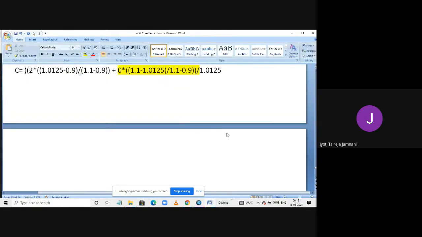So if I simplify the equation, it will be C is equal to 2 into, just see, 1.0125 minus 0.9, 0.1125. 0.1125 divided by, you are telling the final answer or minus 1? Minus answer, ma'am. Okay. 1.1 minus 0.9.